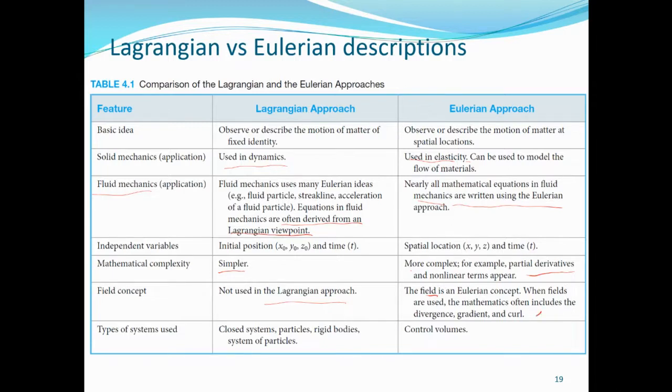All these are things you learn probably in vector calculus: divergence, gradient, and curl of a vector. They form part of vector calculus. I don't know if it's math 202 or 301, probably 202 maybe. They fall under calculus. And the types of systems used for the Lagrangian are the closed system, particles, rigid bodies, and system of particles. And here we use the control volumes for the Eulerian approach.